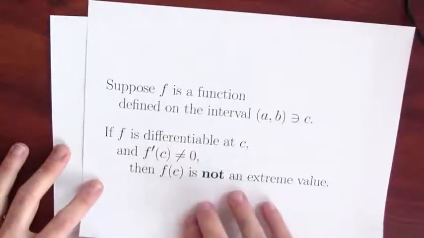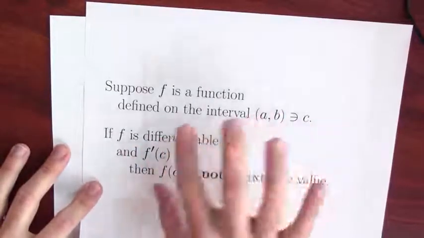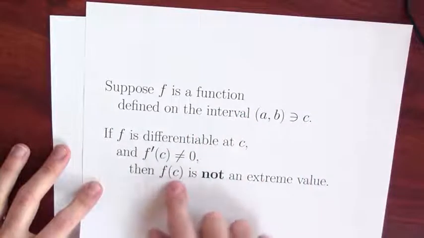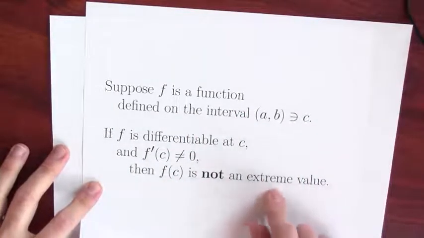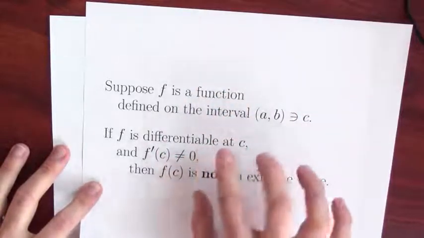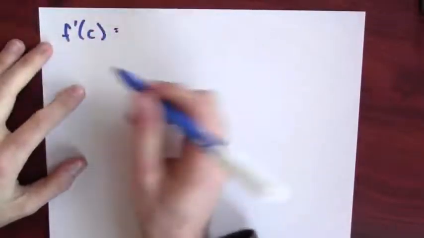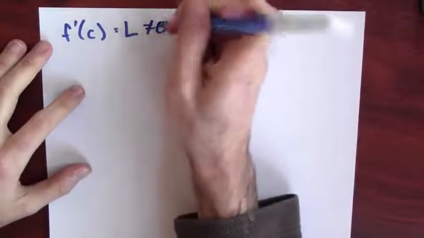And that's exactly what this statement is saying. If the derivative's not 0, that means I do have some control over the output if I change the input a little bit. That means this output isn't an extreme value, because I can make the output bigger or smaller with small perturbations to the input. I'd like to have a more formal, more rigorous argument for this. So let's suppose that f is differentiable at c and the derivative is equal to L. L is some non-zero number.